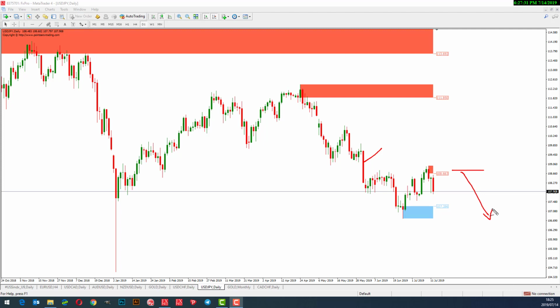So it's a no-brainer when you're trading gold and USDJPY. If you're long on gold, it's a no-brainer. You can't be long on USDJPY. You see, you have to be short. You have to go to the downside.